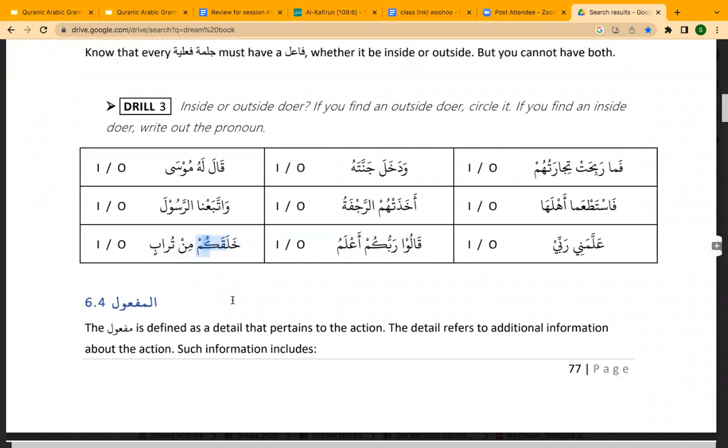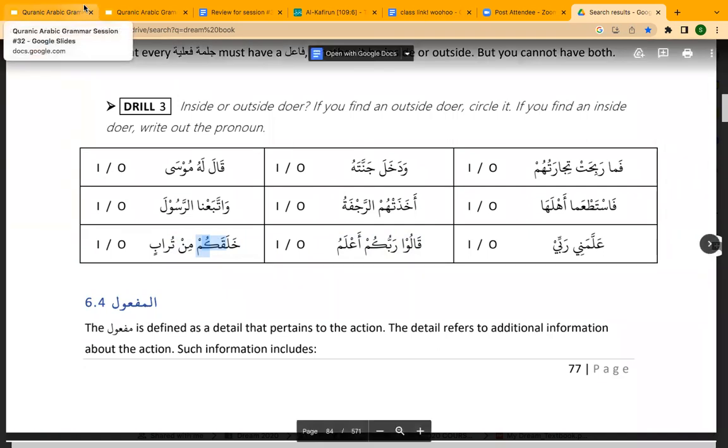It has not been satisfied. Why? Is this a Samina? Detail. Very well done. It's a detail, attached pronoun. Whenever they're attached to a fail, they're always nasbin status. Very good job. So I think for those of you who have still not responded, I'm hoping that they're understanding though.